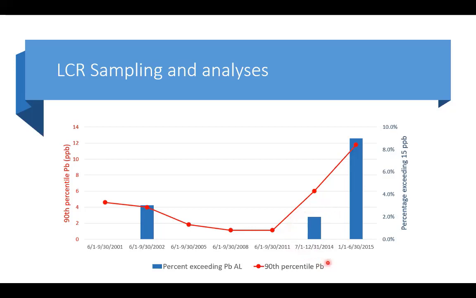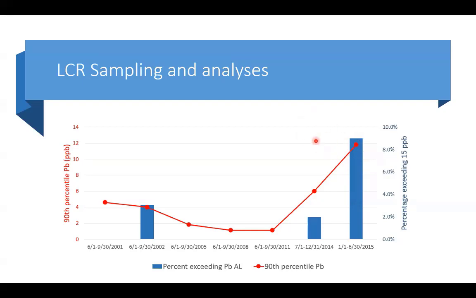And what you see is an increase in the lead levels and the percentage exceeding. In terms of the percentage exceeding, we have about 2% exceeding 15 parts per billion and a 90th percentile level of 6. And then the following 6-month period, that percentage increases to about, I think it was about 9%. And what you see here is that the 90th percentile was about 12.6.